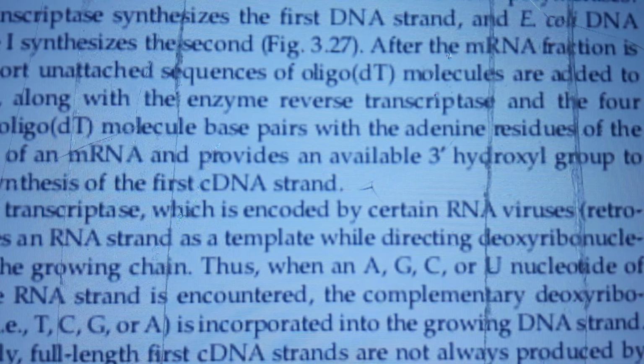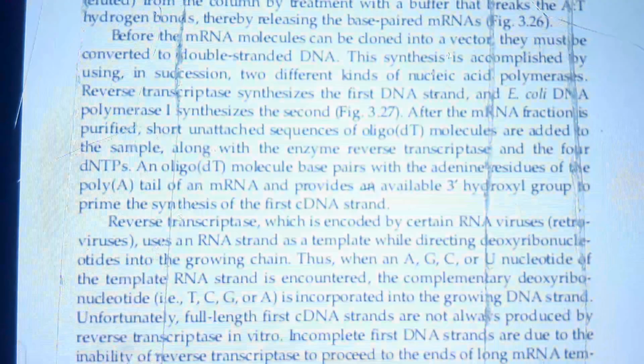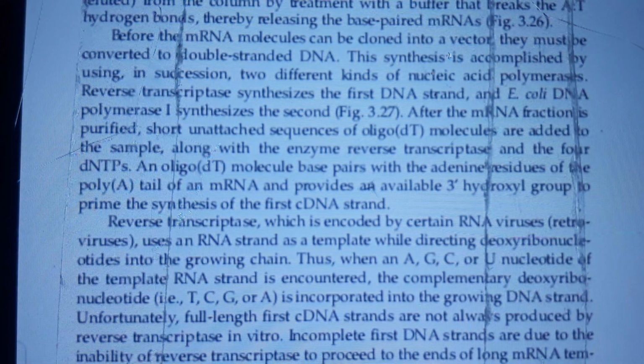Before the mRNA molecules can be cloned into a vector, they must be converted to double-stranded DNA. This synthesis is accomplished by using in succession two different kinds of nucleic acid polymerases. A reverse transcriptase synthesizes the first DNA strand. An E. coli DNA polymerase 1 synthesizes the second.